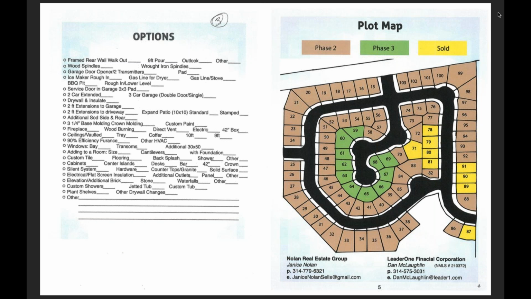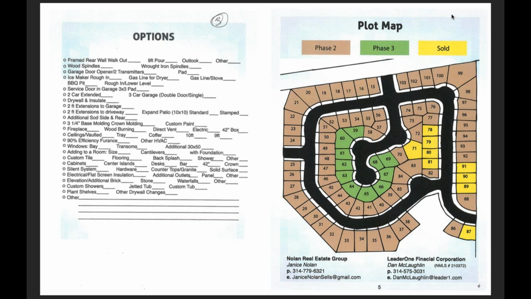The first thing that we're going to touch is something that I did a few years ago, out at Hannah Ridge, and it's what we call a plot map. A plot map will identify the different phases, which may affect price. It will identify what's sold, what's available for purchase, and give you an overview of the overall layout of the subdivision. This more than likely will be a part of your contract.